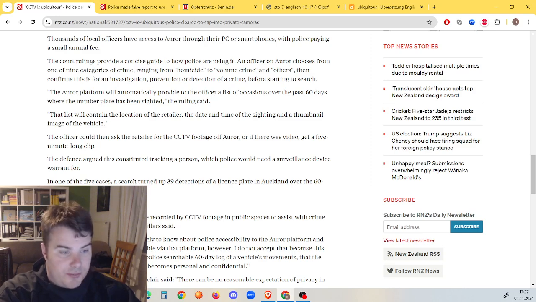The defense argued that this constitutes tracking a person, which police would need a surveillance device warrant for. In 1 of 5 cases, a search turned up 39 detections of a license plate in Auckland over the 60-day span. Both courts rejected that. We all know that we are likely to be recorded by CCTV footage in public spaces to assist with crime prevention and detection, except that most people are unlikely to know about police accessibility to the Aurora platform, and the 60-day data retention of data accessible via the platform. However, I do not accept that because this data might effectively amount to a police searchable 60-day log of a vehicle's movements, that the nature of the information therefore becomes personal and confidential.